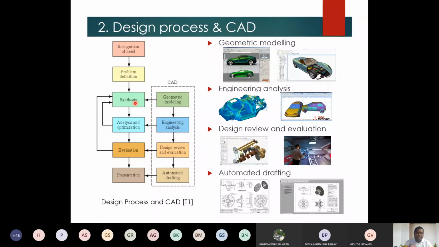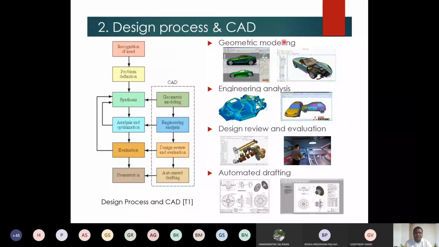Synthesis is a kind of evolution of a particular model. For that, the corresponding CAD tool is what we call geometric modeling. Geometric modeling is a CAD term, a computer aided design related term. We use geometric modeling for the synthesis purpose. The geometric modeling tools may be different; there are many CAD tools for geometric modeling.